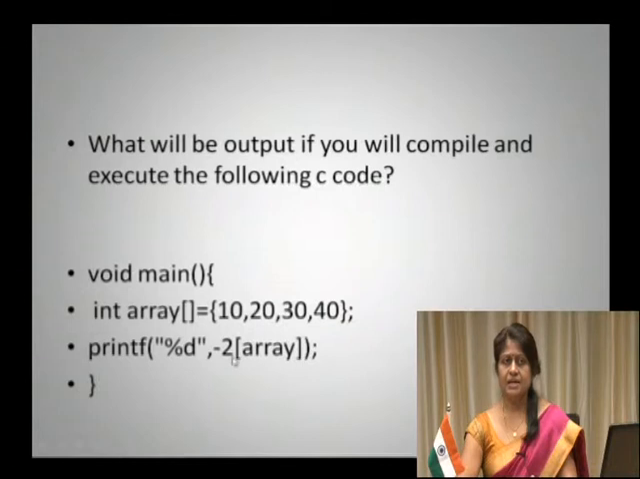So, this particular element is an expression. It is nothing but -2 into the array name. As I have told you, whenever we just refer to the array name, it always refers to the first element of the array, that is array of 0. So, here when we say -2 into array, the first element of my array is 10. So, your result would be -2 into 10, that is -20.